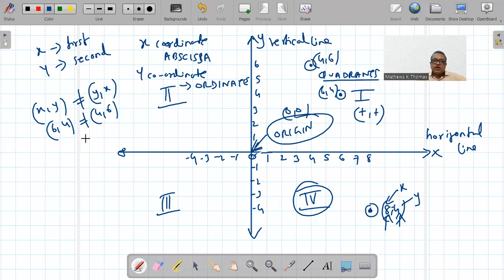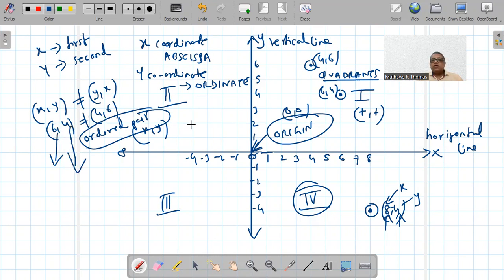So it's totally different. This is called an ordered pair. When I am writing x comma y, x is always first, y is second. This is called the ordered pair. And the x coordinate is referred to as abscissa and the y coordinate is referred to as the ordinate. So 6 is my abscissa and 4 is my ordinate. So we have to be very clear about this.